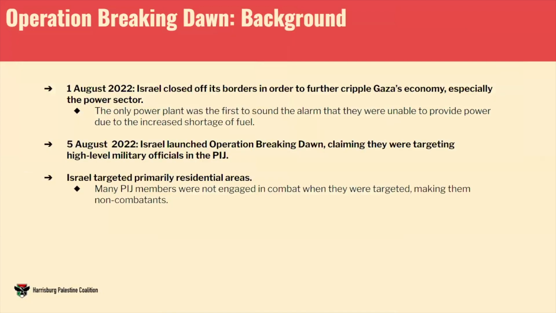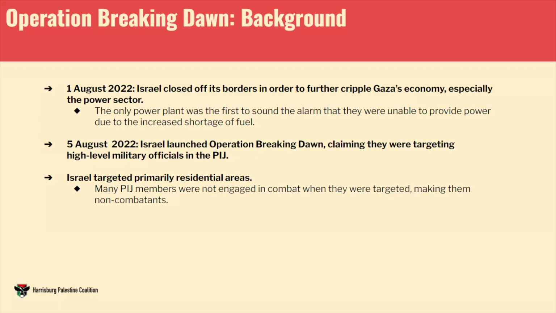So the background leading up to this, on the 1st of August, Israel closed off its borders in order to further cripple Gaza's economy, especially the power sector. And as we said before, they only have one power plant. The only power plant was the first to sound the alarm that they were unable to provide power due to the increased shortage of fuel. On the 5th of August, Israel launched Operation Breaking Dawn, claiming they were targeting high-level military officials in the Palestinian Islamic Jihad.